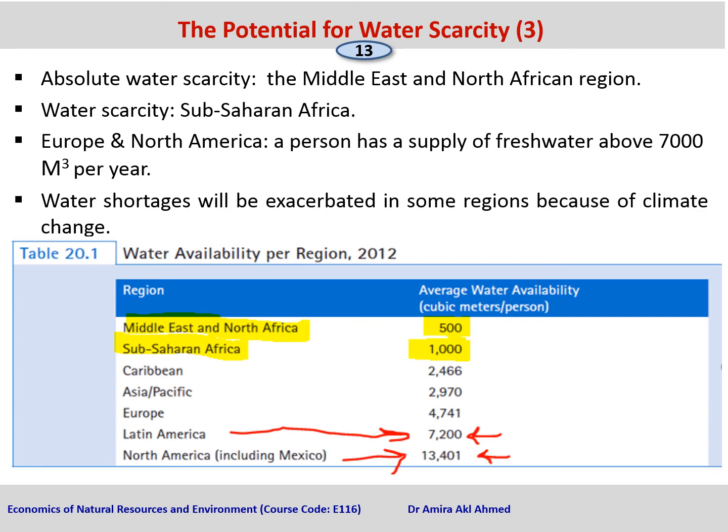Table 20.1 shows freshwater availability in major regions of the world. The Middle East and North African region already experiences a situation of absolute water scarcity. Sub-Saharan Africa suffers from water scarcity. In contrast, a person in other regions has an abundant supply of fresh water each year. For example, in Europe and North America, a person has a supply of fresh water above 7,000 cubic meters per year.